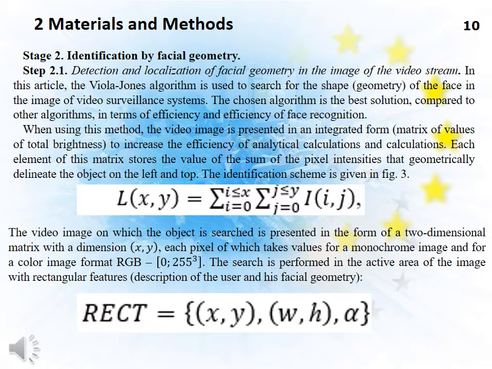The identification scheme is given in Figure 3 on the next slide. The video image on which the object is searched is represented in the form of a two-dimensional matrix with dimensions x and y, each pixel of which takes values for a monochrome image, and for a color image in RGB format. The search is performed in the active area of the image with rectangular features, a description of the user and his facial geometry.